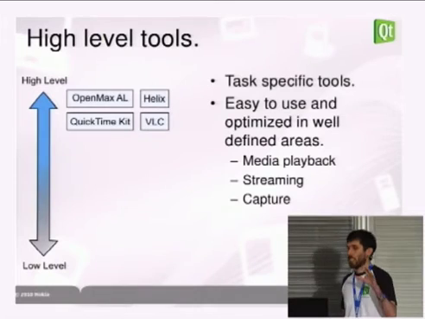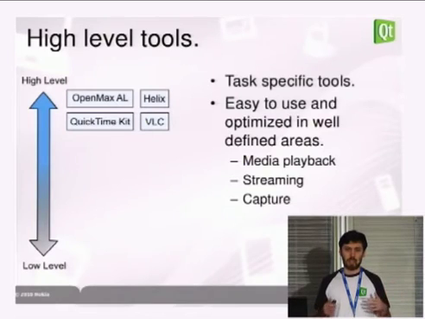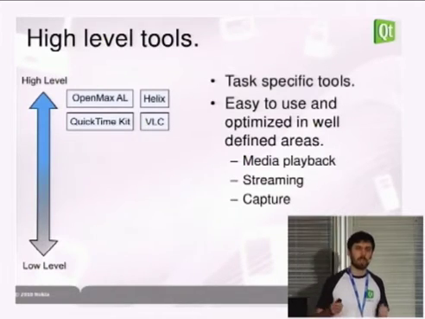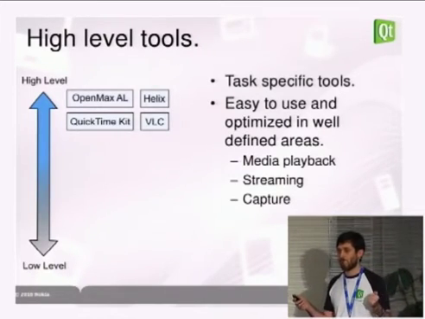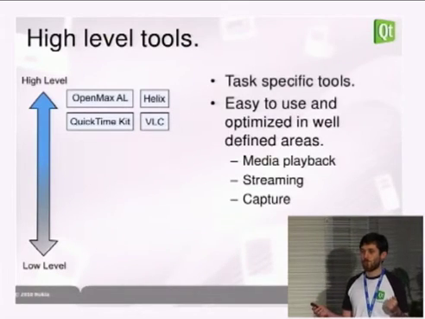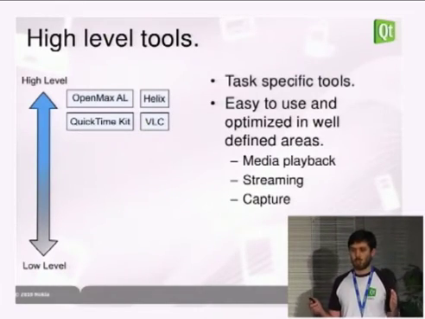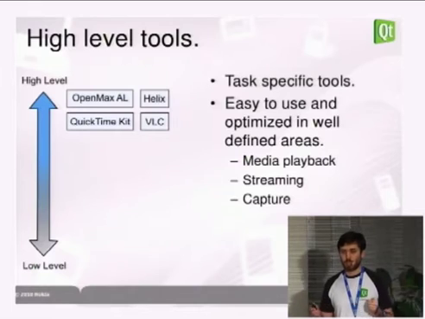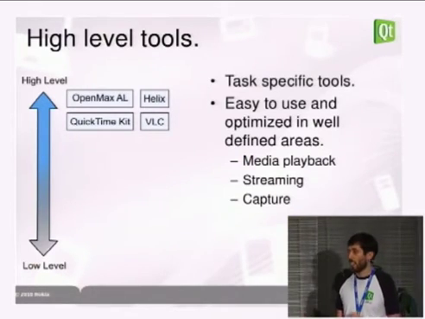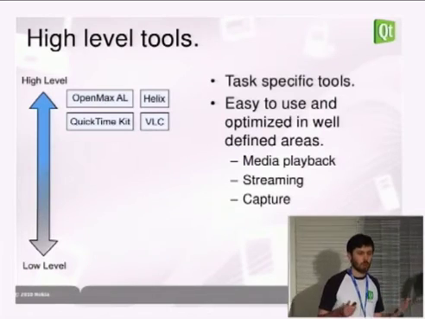I would like to start from high-level tools. They are very task-specific. They are designed to do a limited set of only one task, but to do it well. Some examples of those tools are OpenMAX AL API or Helix, for media playback and some streaming, QuickTime Kit on Mac and VLC, the VideoLAN client. Those tools are quite easy to use. They're made to do one task, but to do it well, and it's easier to optimize if you have one task. Examples of those areas are media playback, media streaming, and maybe audio-video capture.